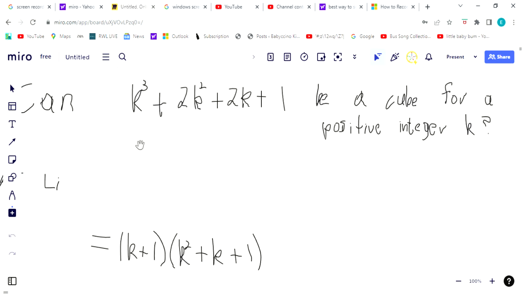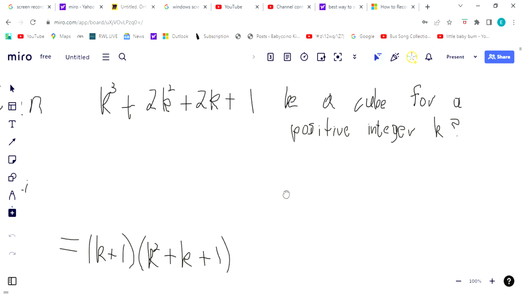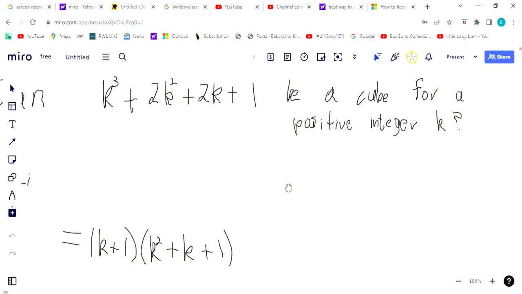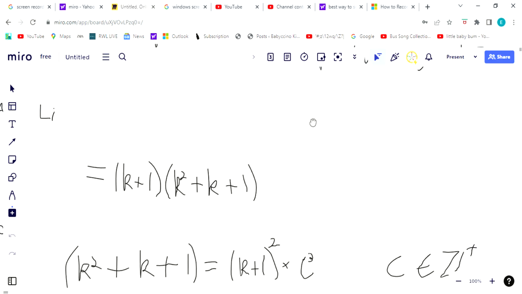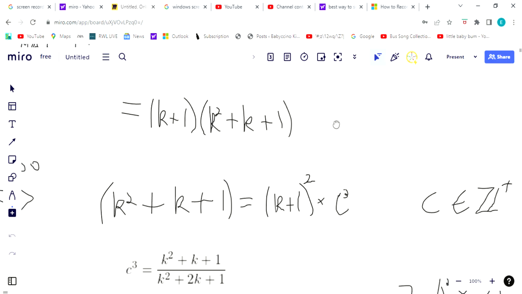So you've got to show that, well, actually in the question, it turns out that there isn't a value of k for which this is a cube number. And I wanted to show you a general approach you could use for trying to find a value of k for which a cubic polynomial is a cube number. Now, we know we can factorize it into that. And the question basically is why can't we just let this be k plus 1 squared? Why do we need a c cubed as well?